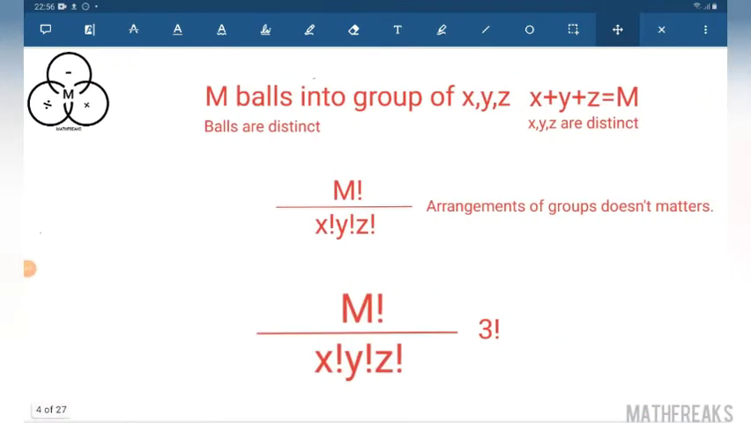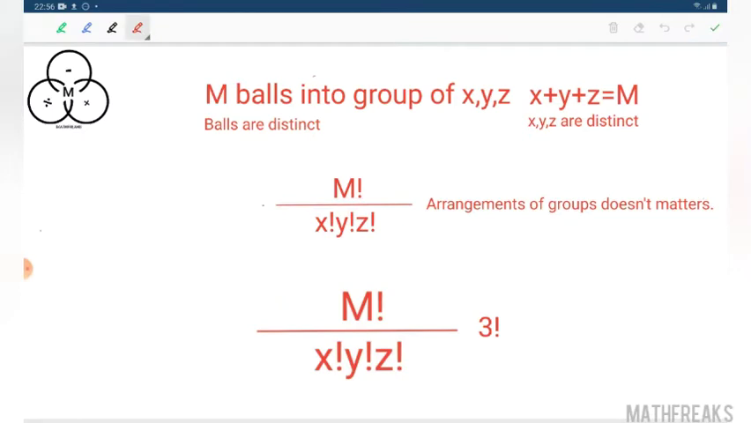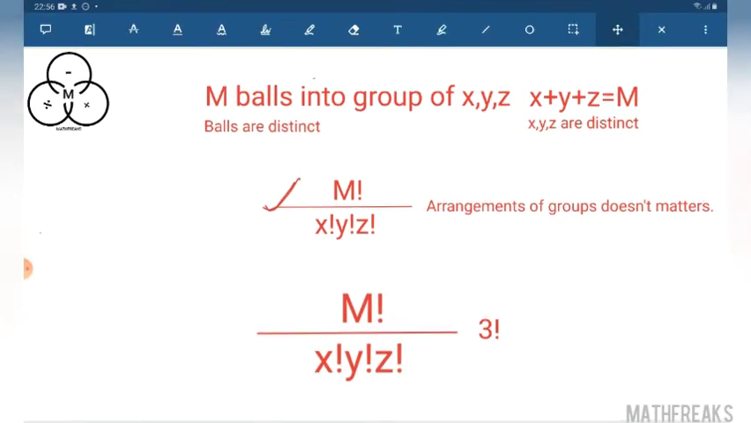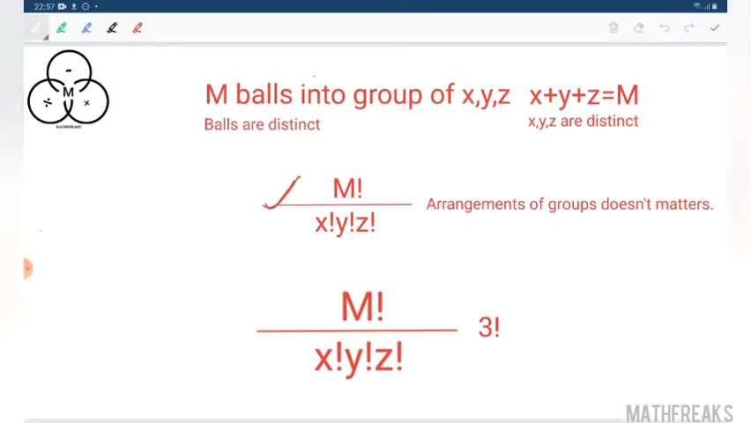M balls we have, into groups of X, Y, Z. We can do this in M factorial over X factorial, Y factorial, Z factorial. How? Because M balls into groups of X, Y, Z. First we will choose for the first box X. We have M options, M choose X.